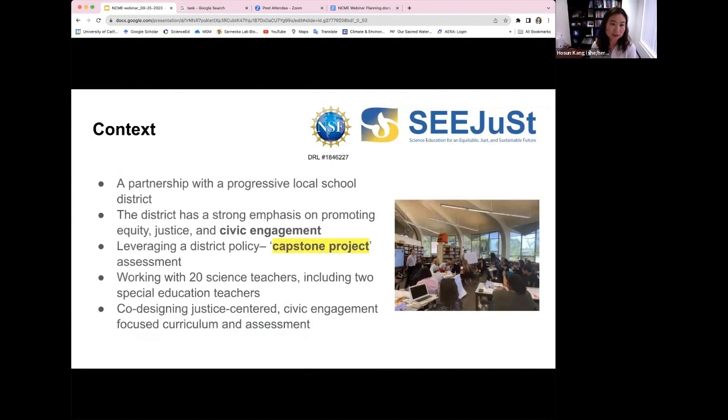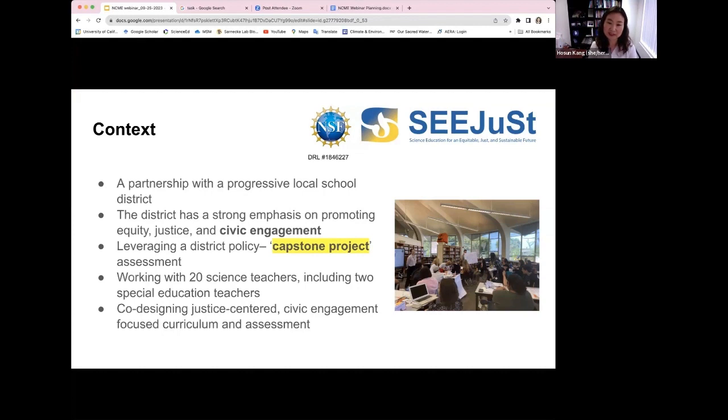So I am currently partnering with a progressive local school district, and the district has a strong emphasis on promoting equity, justice, and civic engagement. And one of the district policies for their commitment is this capstone project assessment. So all students are supposed to engage in this capstone project at the end of the year. And ideally, the district wants this capstone project to be a place where students engage in civic engagement.